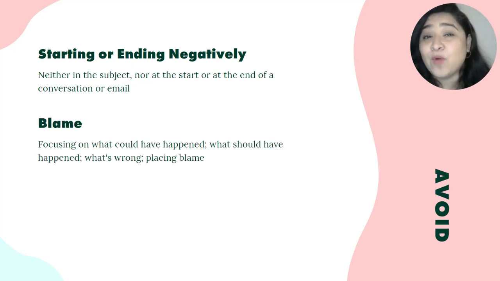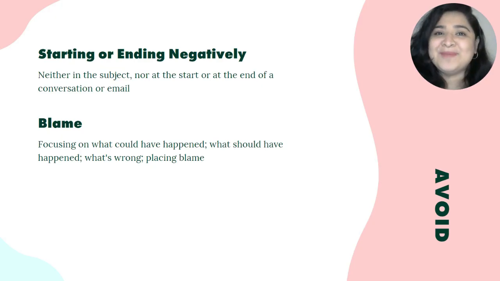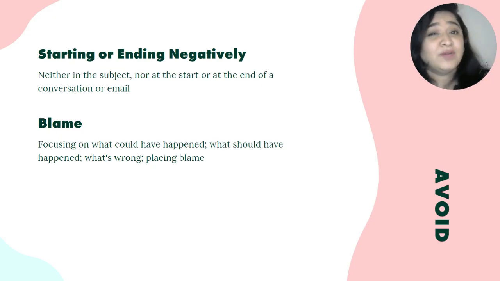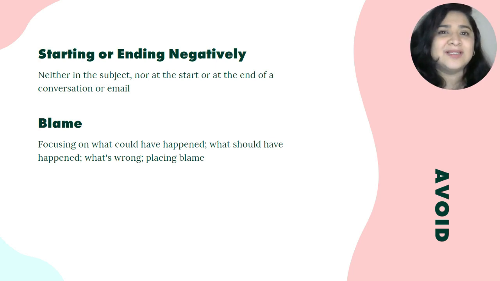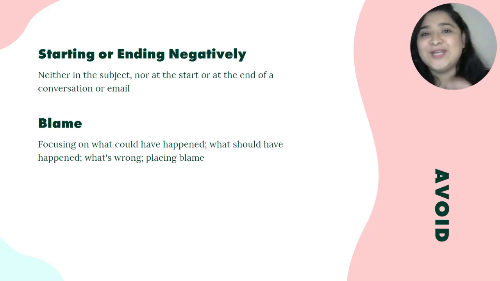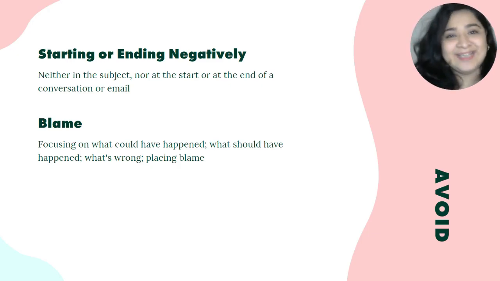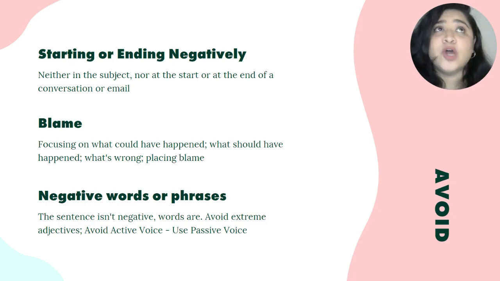Now, the next thing is avoiding the blame game. Often people would jump into what you should have done, what should have happened, these are the problems, who did this, you did this. All this is basically a blame game. We want to avoid the blame game. Instead of focusing on what happened, we need to focus on what the next step is. Therefore, avoid placing blame with your sentences, with the words that you use, and that will help you with your tone as well.